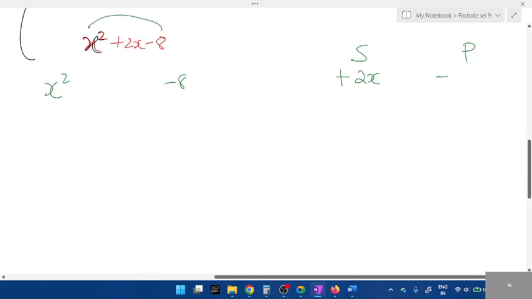Very good. Multiply the first and last. Minus 8 x square. After that, ignore this x square. Ignore x square and minus, student. Just take 8. Find the factors of 8. What are the different ways you get? 1 and 8, 2 and 4. Now, which combination gives you 2?